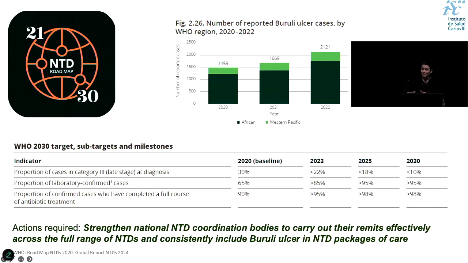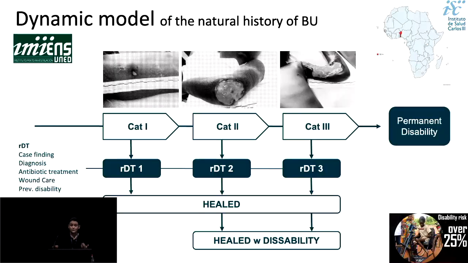Although our model is meant to be universal and can be extended to other regions and countries, we first contextualized it in Benin due to the high impact, as most of the cases occur in high-risk African countries. Based on that, we have developed a dynamic model based on the natural history of Buruli ulcer. And here is a theoretical representation of this model.